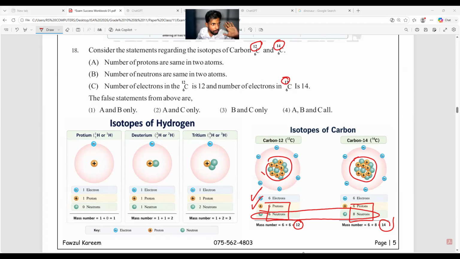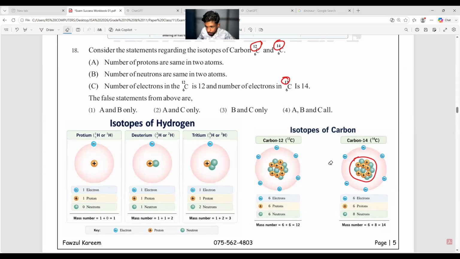Am I right or no? Did you get the idea? Can you raise your hand those who got the idea regarding the isotopes? Not this question, I'm asking regarding the isotopes. Same proton, same electron. Look at the picture. Only the neutron differs. Because of the neutron, the mass number also differs. You know how to find the mass number, right? Proton plus neutron.